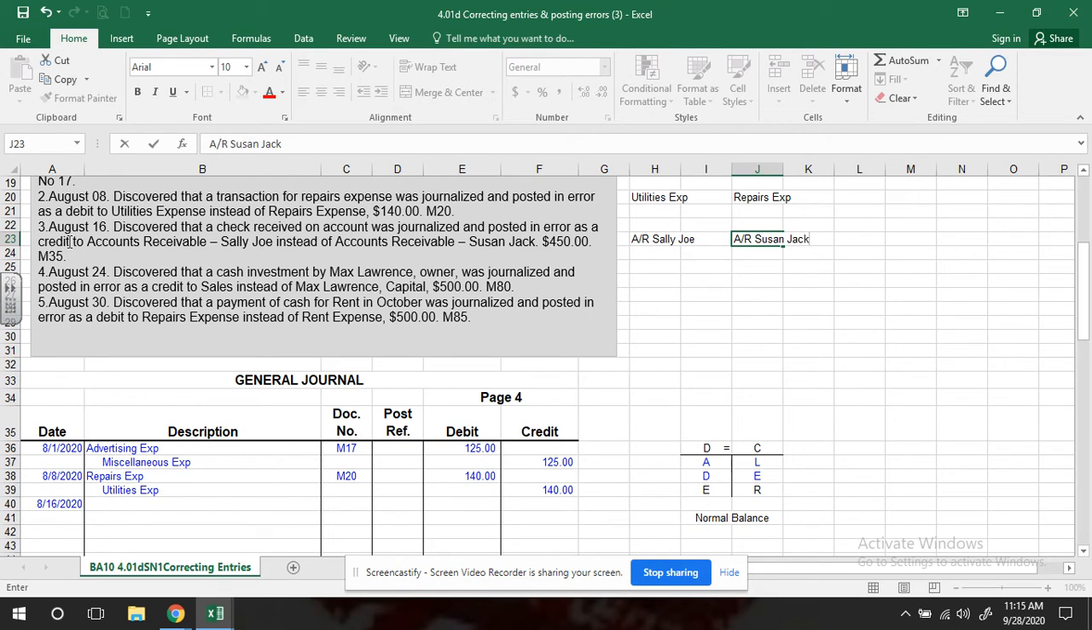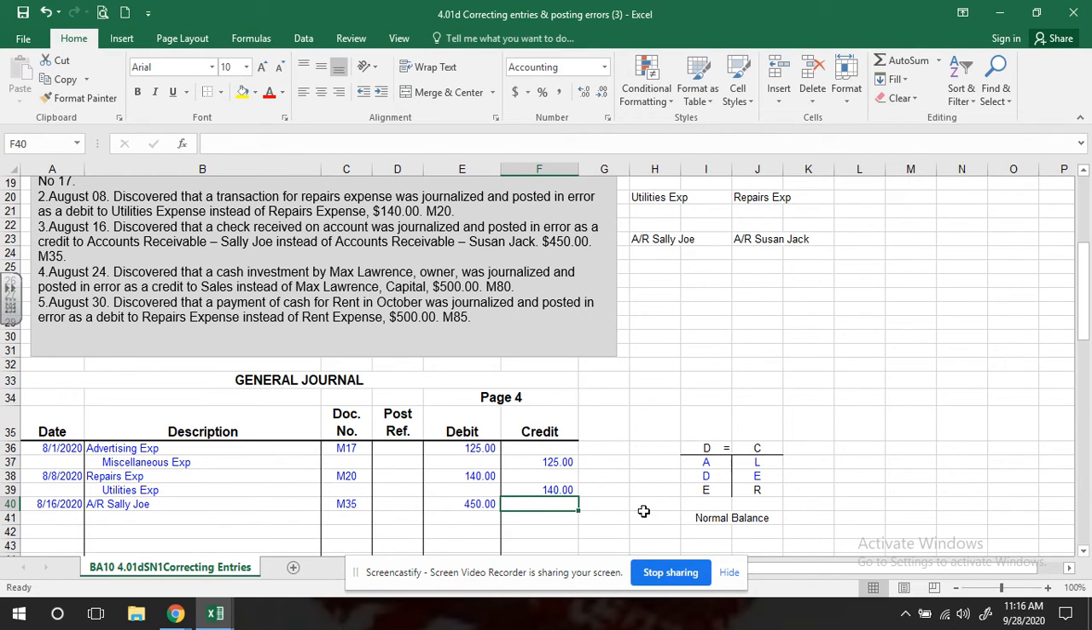So this time it said it was a credit, and before we've done debits. Okay, so this time we've got to take it out of Sally Joe's, to put the $450 back to Sally Joe. Sally Joe has to be the debit. You have to do the opposite of what was done. Opposite of the mistake. And so this is memo 35, and the dollar amount is $450.